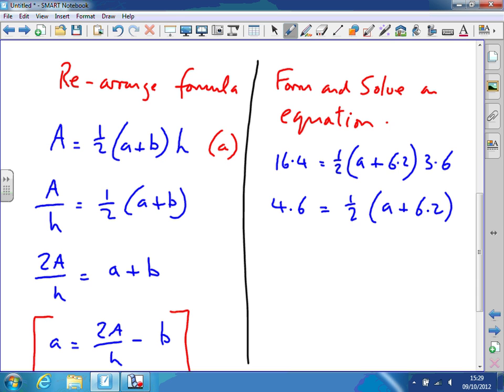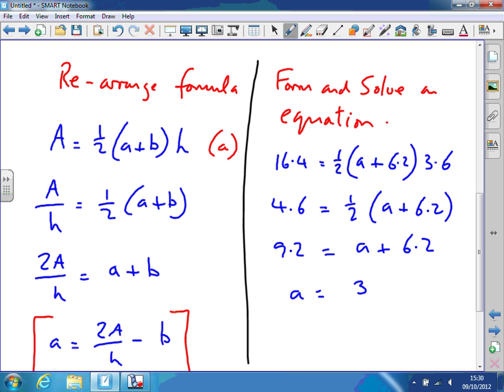Now what would you do? Nope. Get rid of this half. How do I get rid of that? Times by 2. 2 lots of 4.6 is 9.2 equals a plus 6.2. So now we've got rid of the half, we don't need the bracket anymore. And then you can see that finally you just subtract the 6.2 from both sides and I get a equals 3.